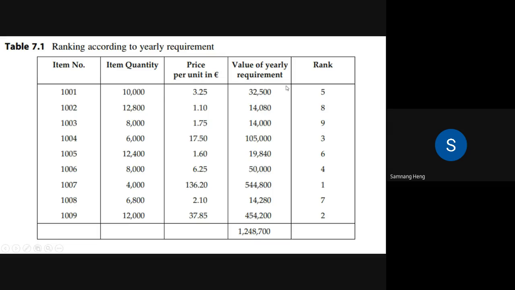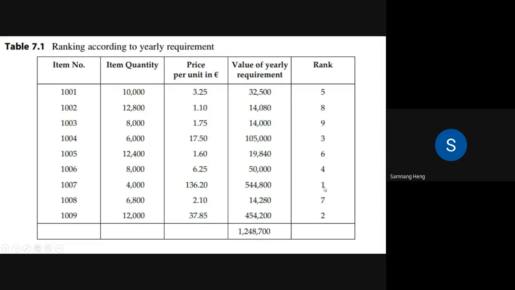Again, the usage value: you just multiply the quantity by the price. So you find everything here, and then you rank it based on the value that the company made. So let's say this item number 1007. The quantity is only 4,000 units, much less than the top two items. It's only 4,000 units, but the unit price is 136.2 pounds, and the total value is 500,044,800. So if you look at the overall value of every item, you see item number 1007 has the highest value.